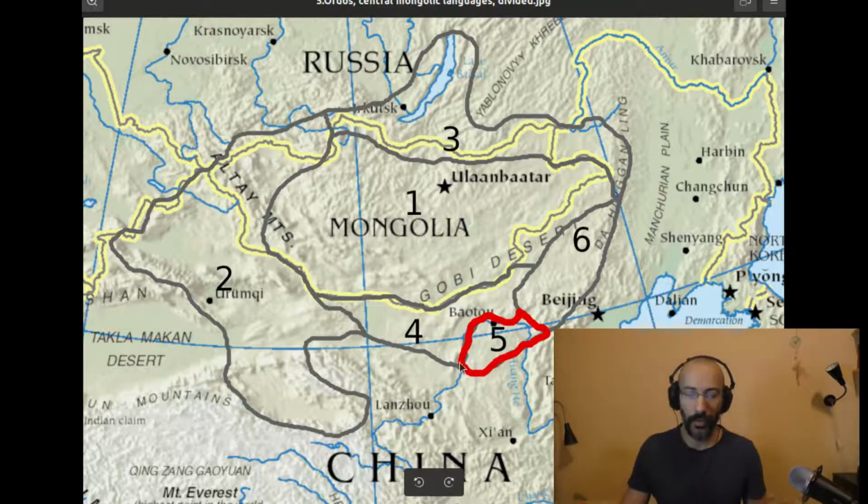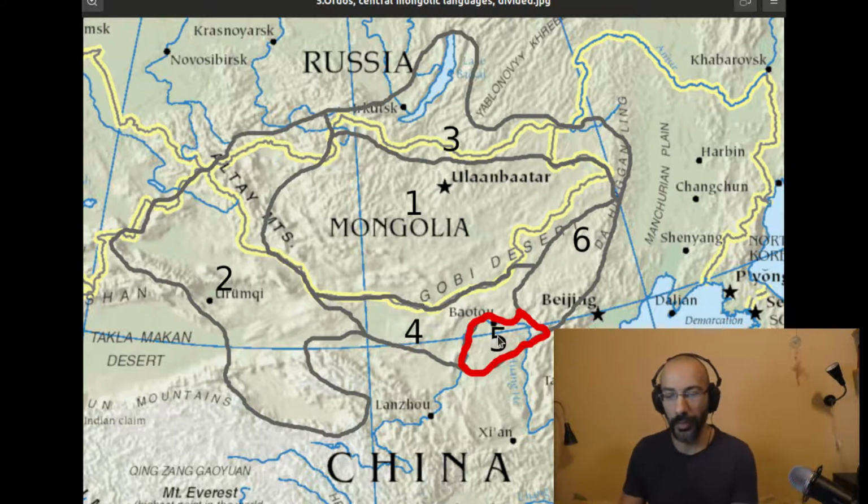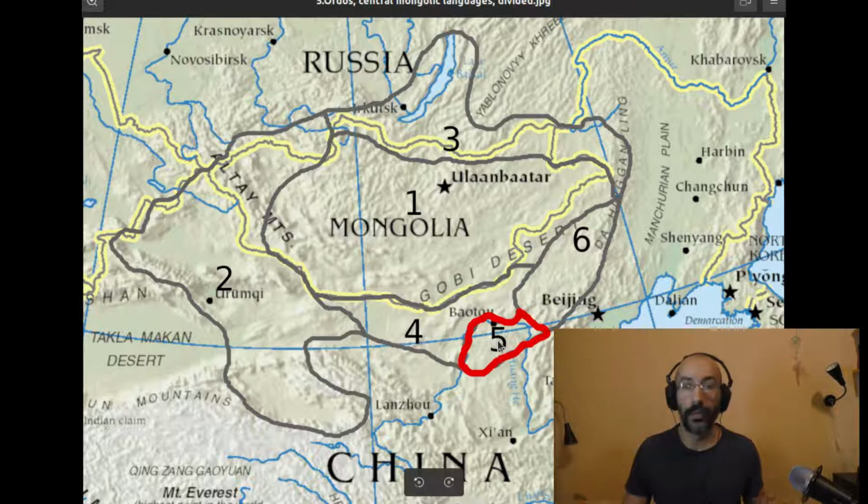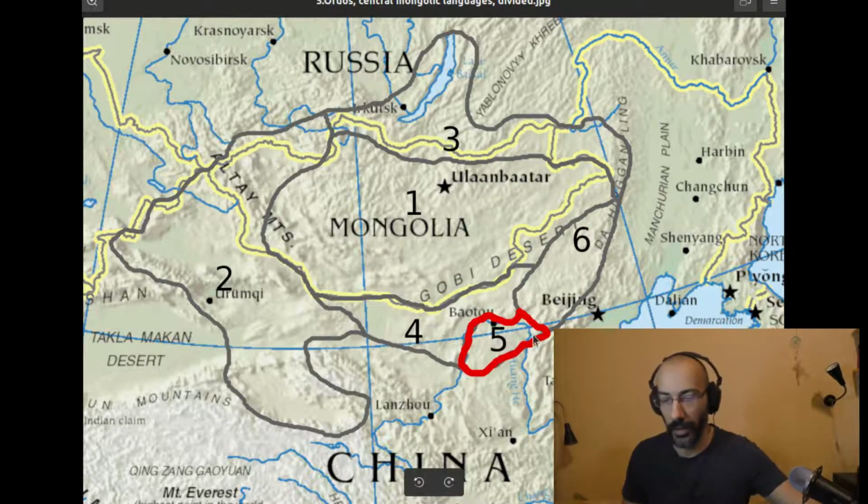Okay, area number 5 is the Ordos region, the so-called Ordos region. Ordos is a geographical region surrounded by the great bend of the Yellow River, and here live the Ordos Mongols, who speak their own peculiar variety of Mongolian, which is quite distinct from Chahar and from Halch, I think.